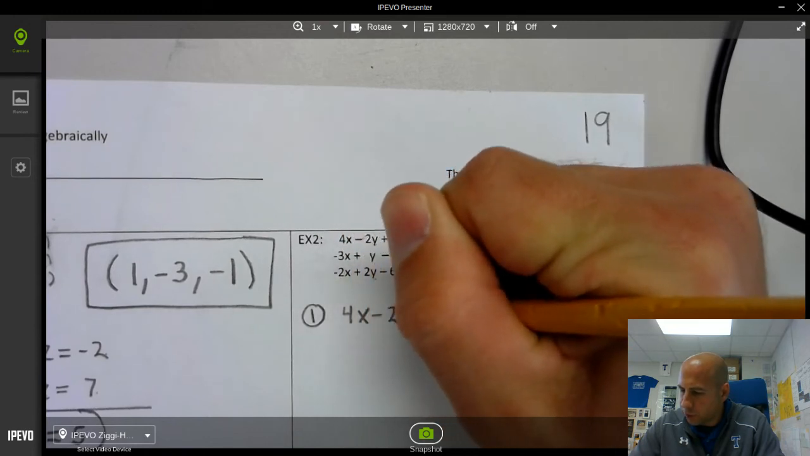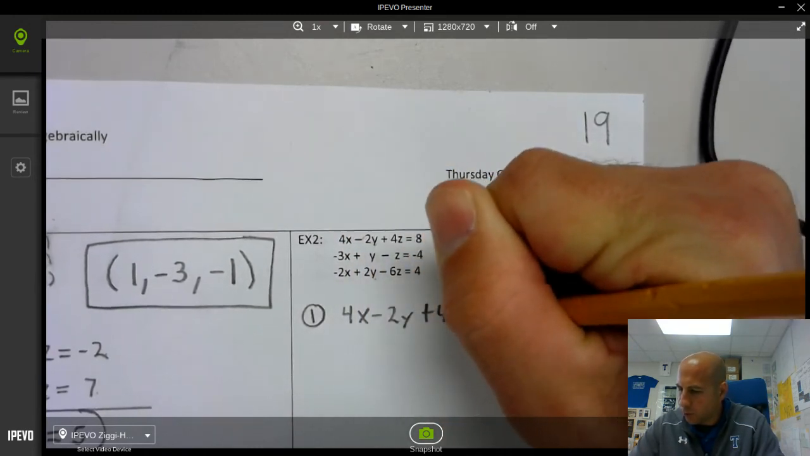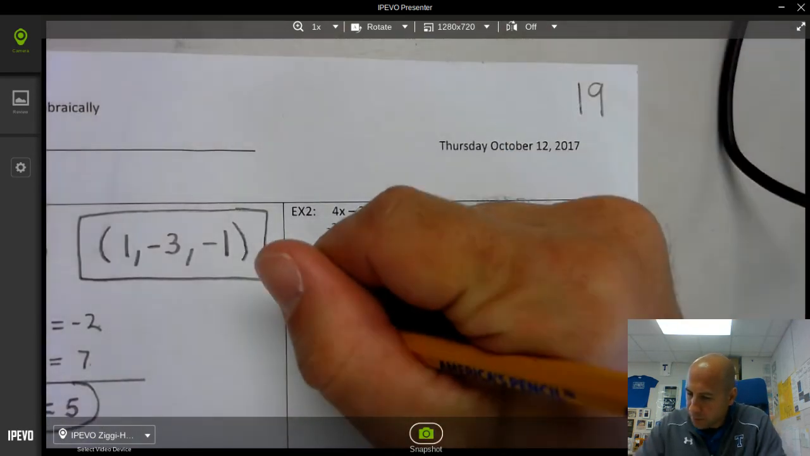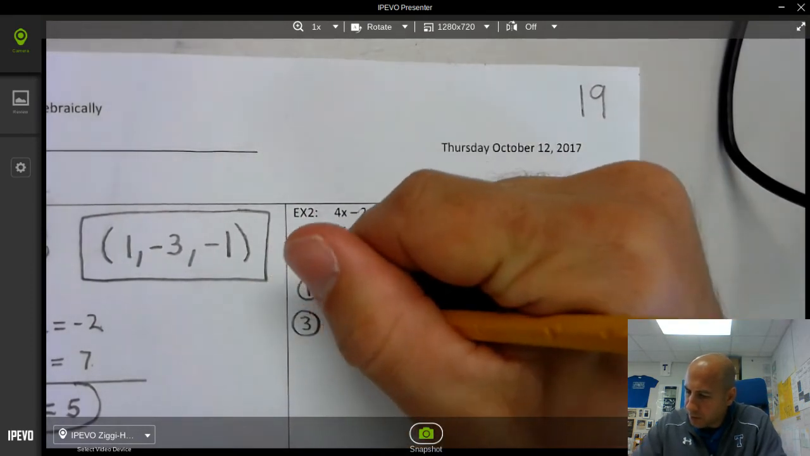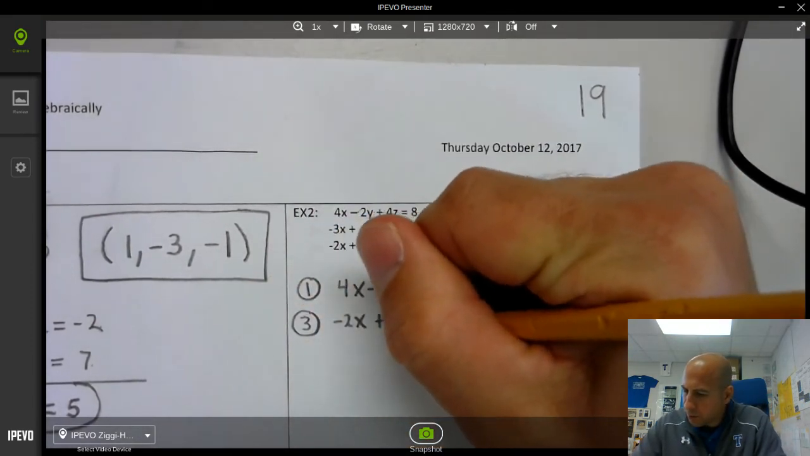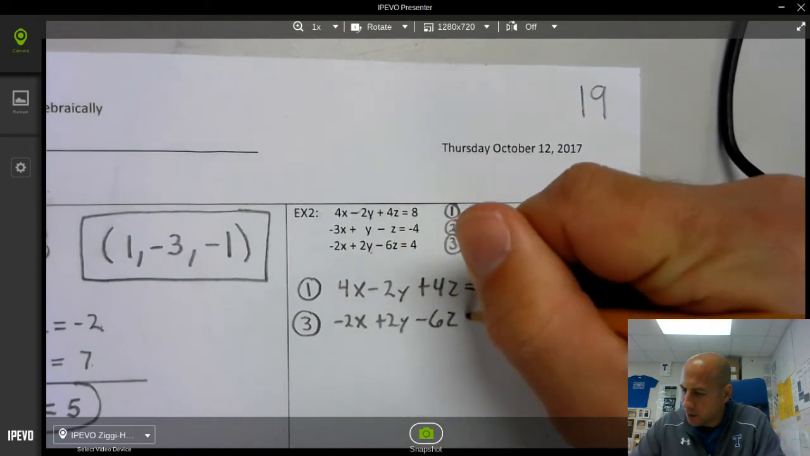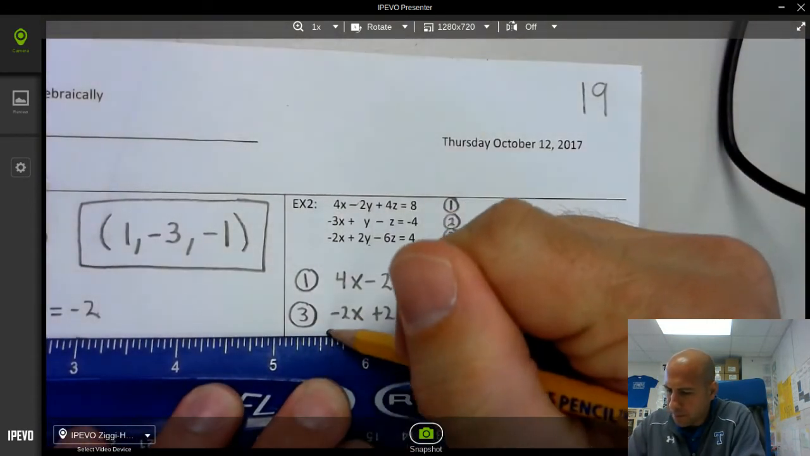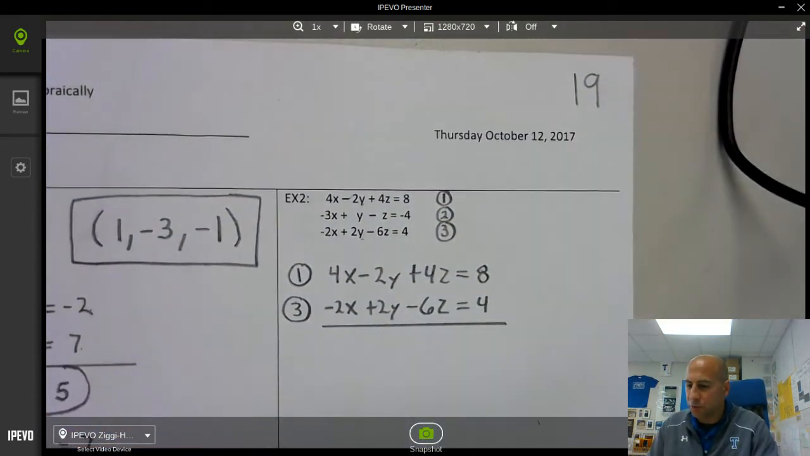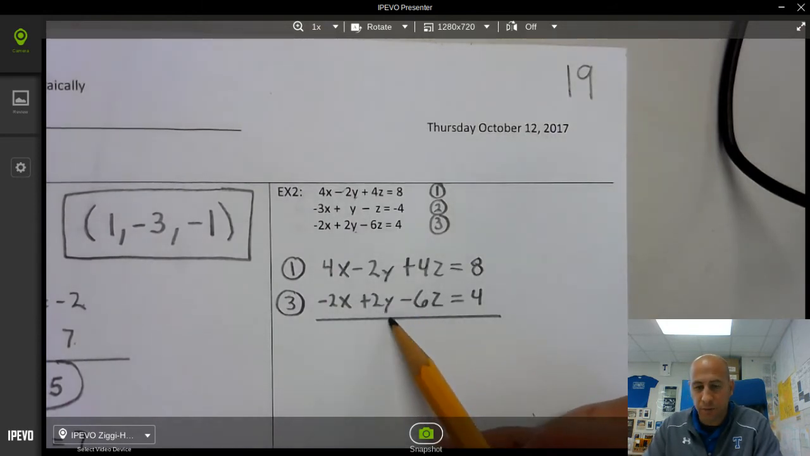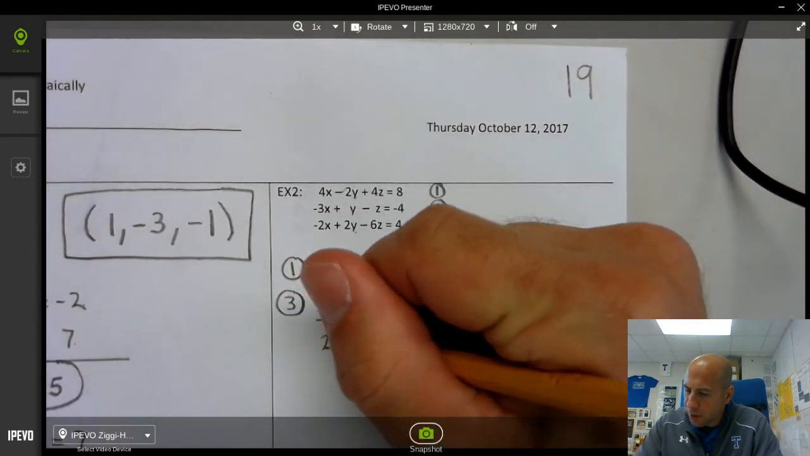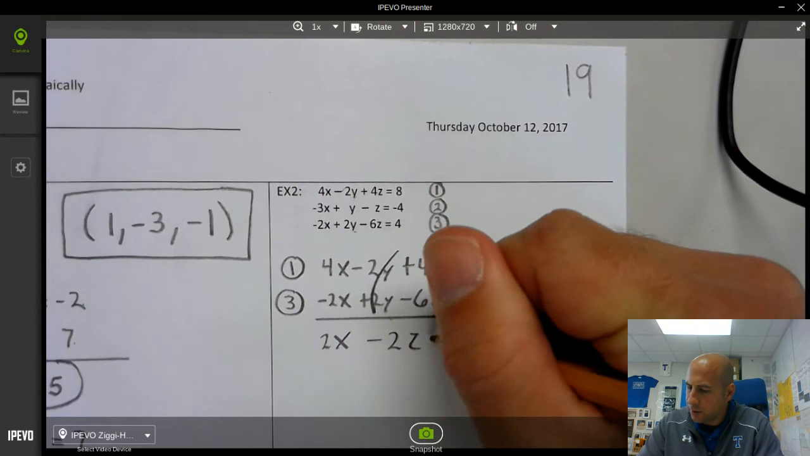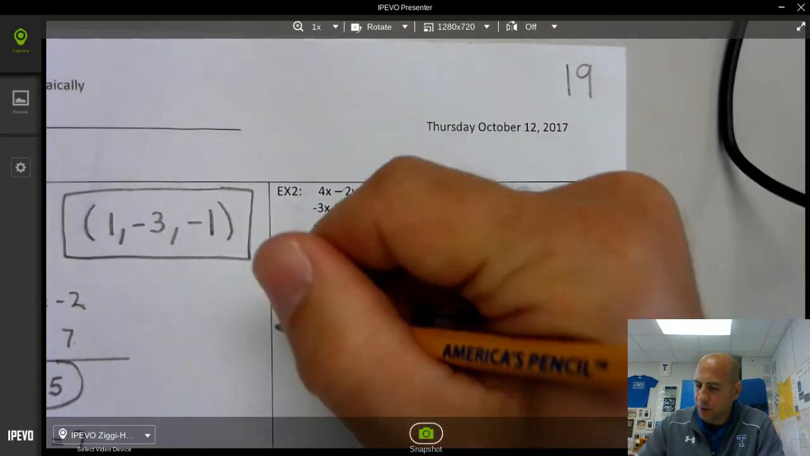4x minus 2y plus 4z equals 8. And then 3, which is negative 2x plus 2y minus 6z equals 4. And the reason why I picked 1 and 3 is because the y's cancel. Okay, so then you get 2x, that cancels. You get 4z and minus 6z is minus 2z equals 12. So now that's equation 4.